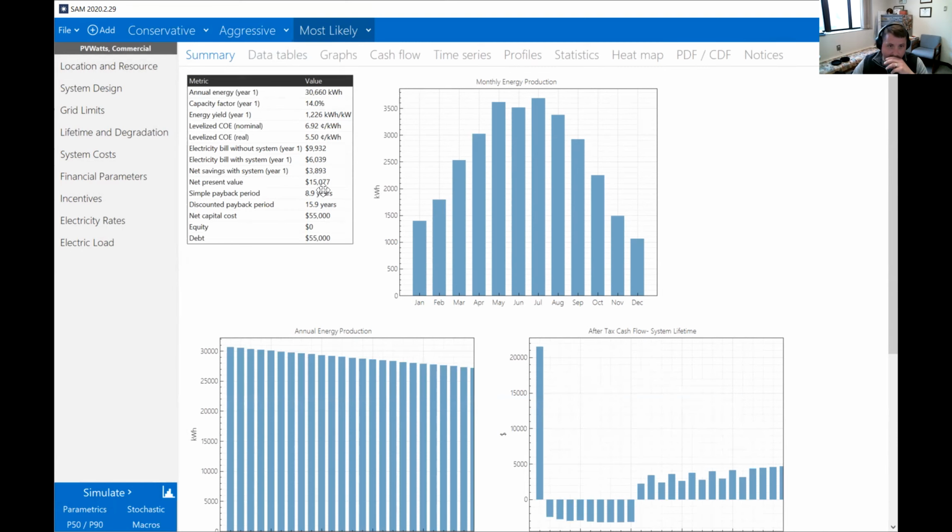So our most likely in this case is levelized cost of energy, real to nominal, 5 to 6 cents, again, below what we're paying. So that's a good indication. Simple payback, 8.9 years, discount payback, 15.9, and net present value at 15,000. This is seeming like an okay project. Are these good enough for every farmer? No. Is it good enough for some? Yes. But now we have some better feelings about what is happening with this.